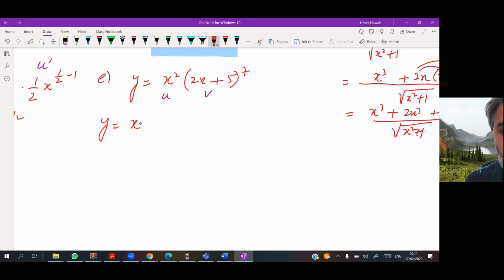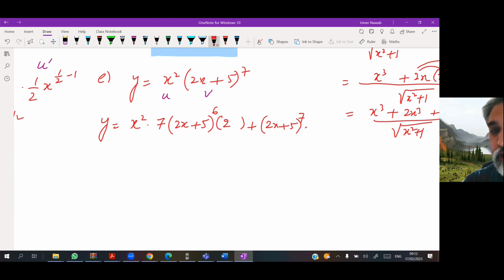Y, x squared as it is. The power rule, please don't forget the power rule. 7 goes back, and from 7 you subtract 1, it gives you 6. Further, the derivative of 2x plus 5 is 2. So that's the v prime, plus v as it is.